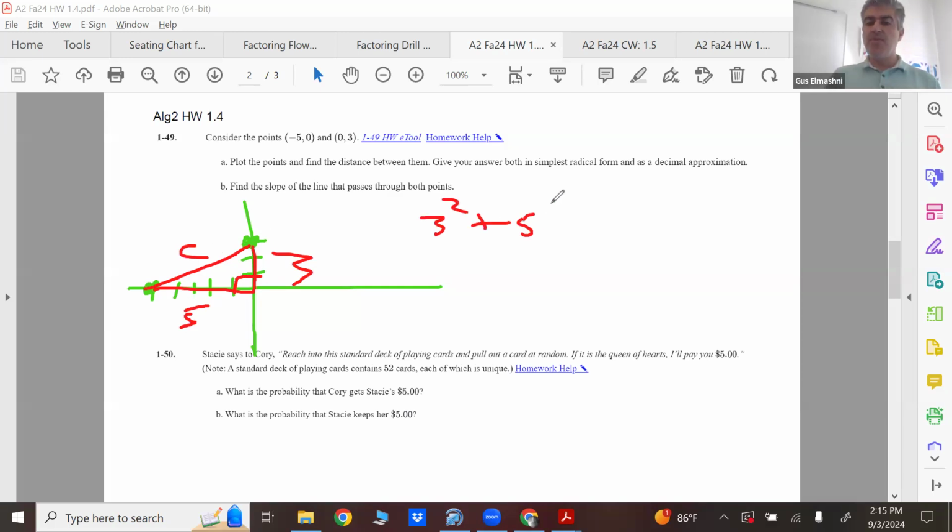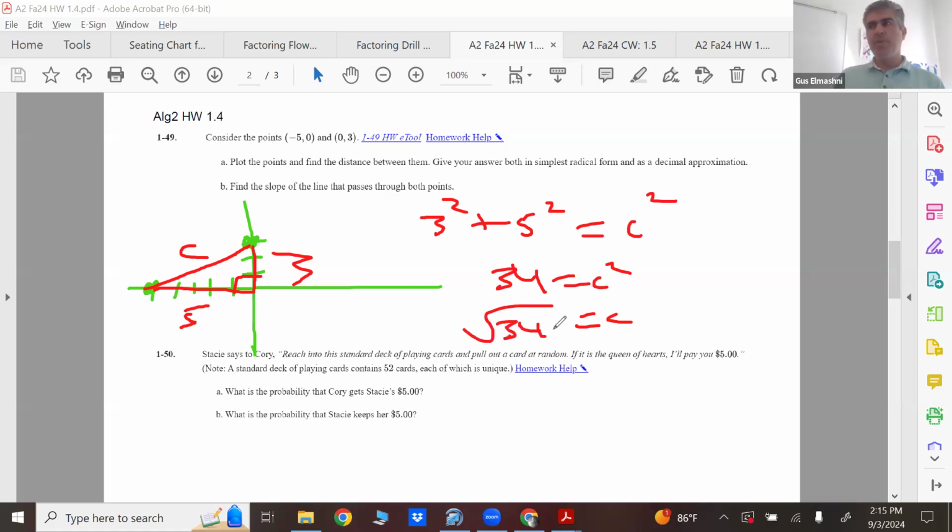See, essentially you are doing the distance formula without realizing it, right? And what do you get? 34. So root 34. That's it. Took me less than a minute.